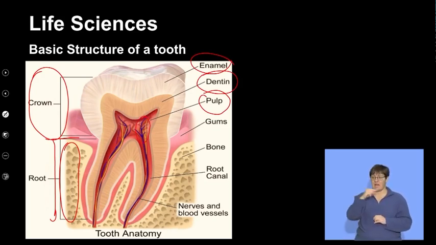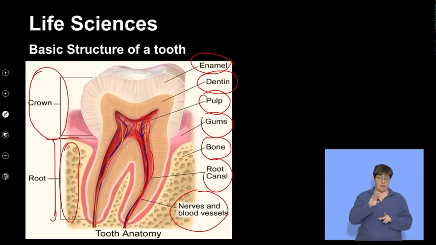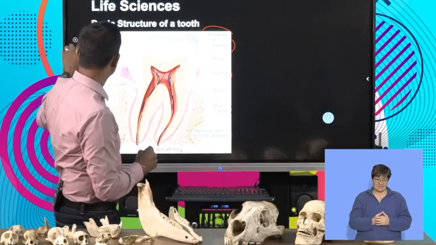The gum is the soft tissue that surrounds and maintains the teeth, and you've got the jawbone, which is made up of bone tissue. Deep into that we have the roots that embed the teeth into the bone, and that is richly supplied with nerves and blood vessels. And that's the basic anatomy of the structure of the tooth.